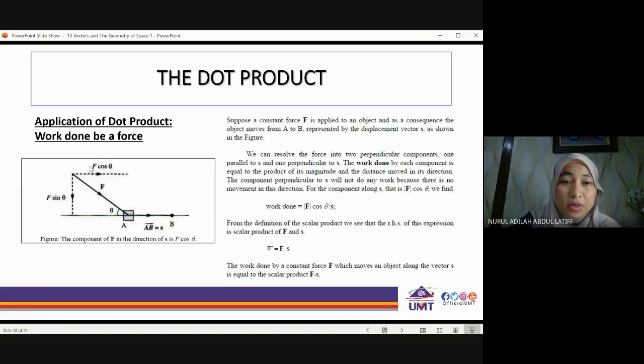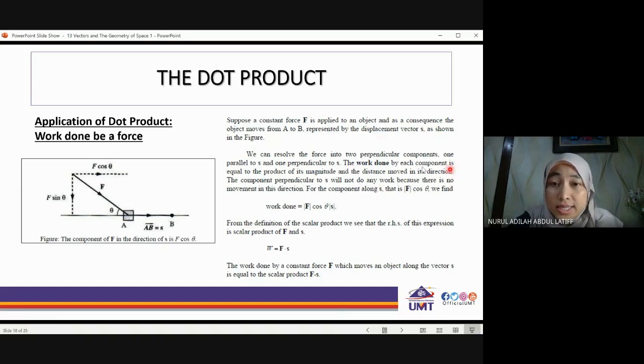So how to find the force? Okay, need the example of the force. As you are a NTech student, I believe that you will learn force later in your textbook, in any of your topics, in courses that you will take after this, right? So suppose a constant force F is applied to an object and as a consequence, the object moves from A to B, represented by the displacement vector S as shown in the figure.